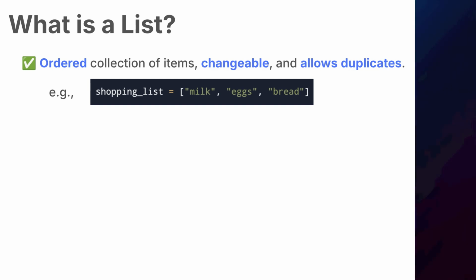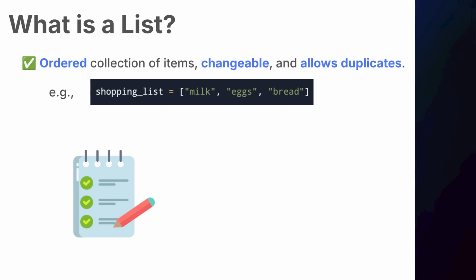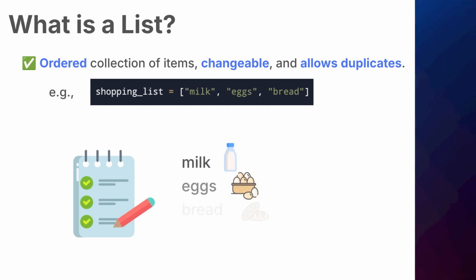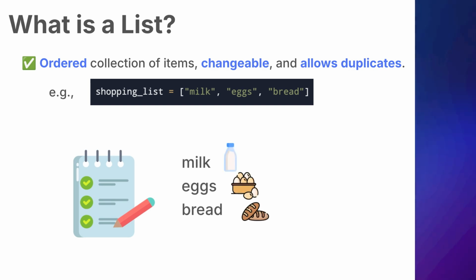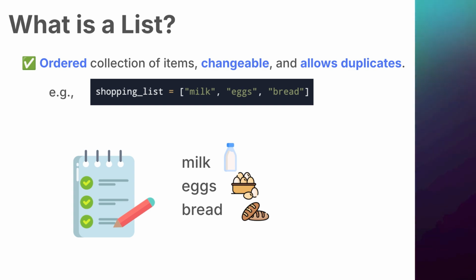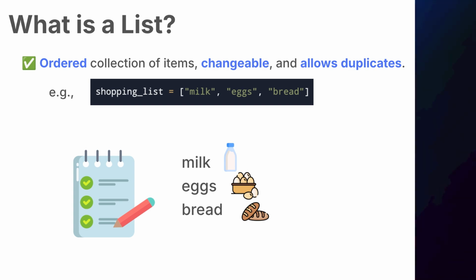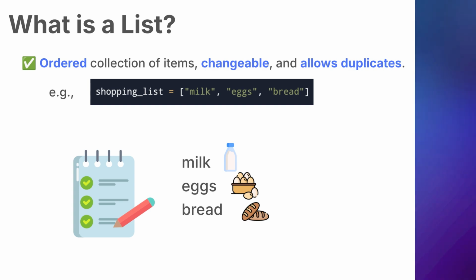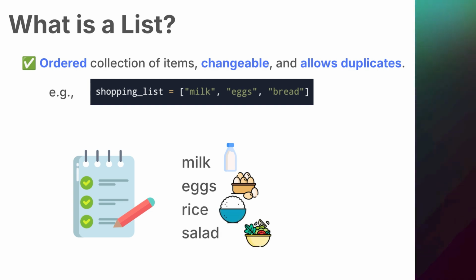A list is like your shopping list. You can write down items in order, like milk, eggs, bread. Later, you can add more, change one, or remove some. Why is a list useful? Because you can store many values in one place. You can access them by their position or index. You can add, remove, or change items anytime.